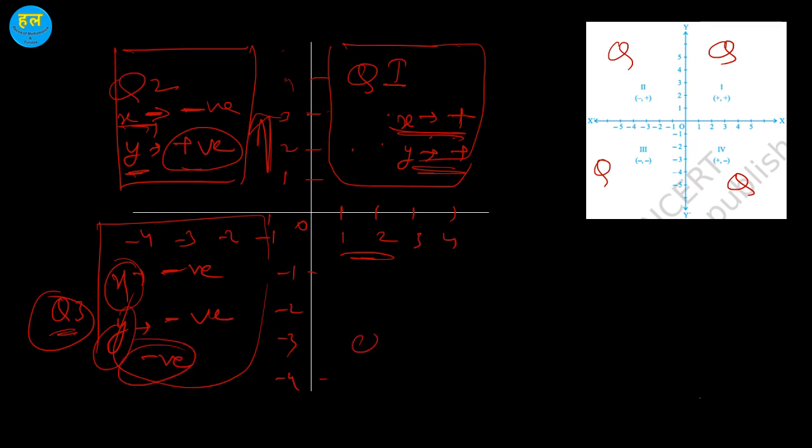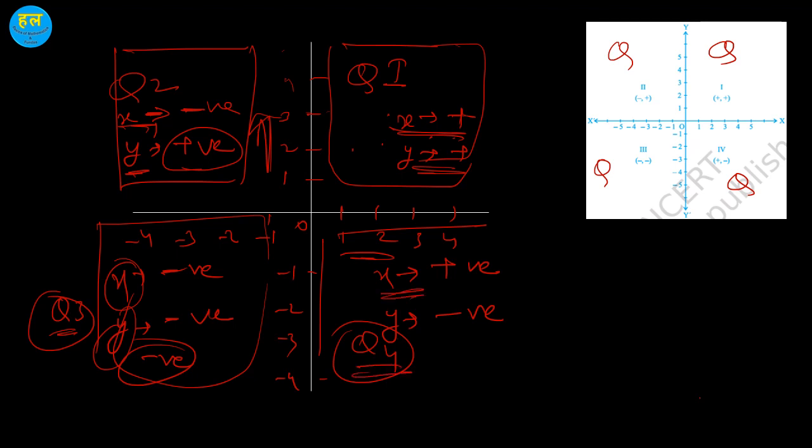Okay, quadrant 4. So in quadrant 4, we have this plane. On this plane, it is on the right side of the x-axis, therefore the x-axis will be positive, and below the origin on the y-axis, so y will be negative. So any point on quadrant 4, x will always be positive and y will be negative. The coordinate will be positive comma negative, and on the third quadrant it will be negative comma negative. On the second quadrant it will be negative comma positive, and on the first quadrant it will be positive comma positive.